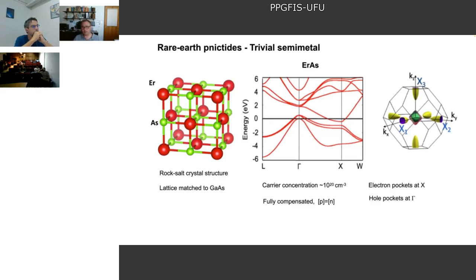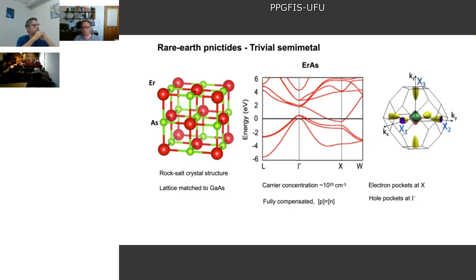These bands overlap in energy, but actually they don't overlap in k-space, right? Well, okay, we can discuss that later. But essentially, these are semimetals because you have electron pockets centered at the X point.